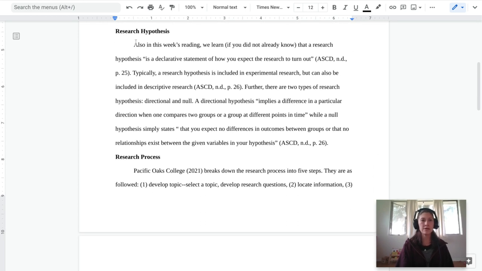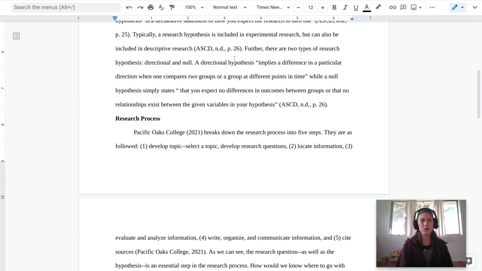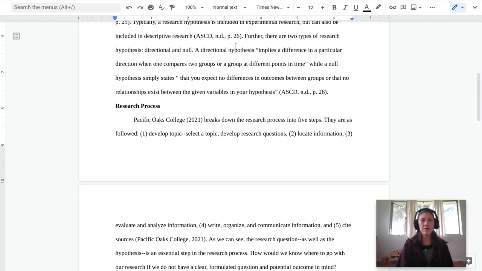Research hypothesis. Also in this week's reading, we learn, if you did not already know, that the research hypothesis is a declarative statement of how you expect the research to turn out. Typically, a research hypothesis is included in experimental research, but can also be included in descriptive research. Further, there are two types of research hypothesis, directional and null.